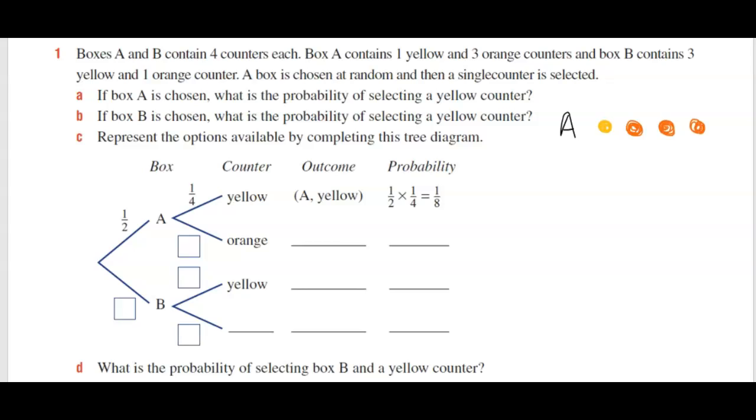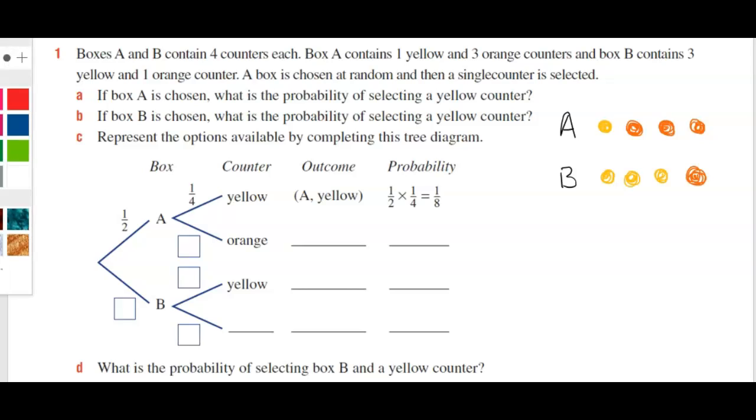Okay, so for question A, if box A is chosen, what is the probability of selecting a yellow counter? We've got a 1 in 4 chance of getting a yellow counter. Now, if box B is chosen, and in box B we have 3 yellow and 1 orange, what's the probability of getting a yellow? It's 3 out of 4.